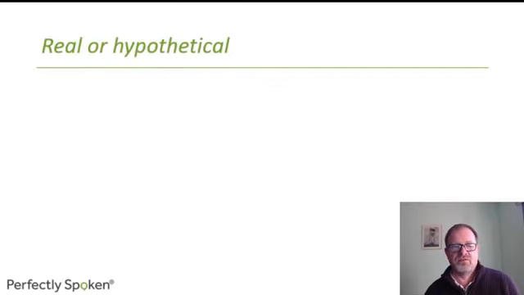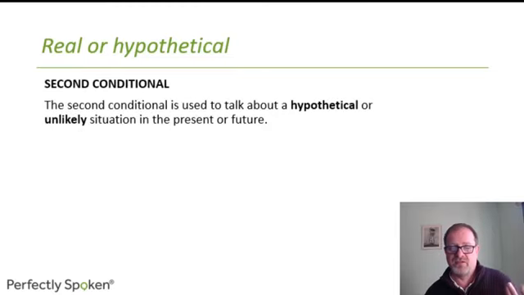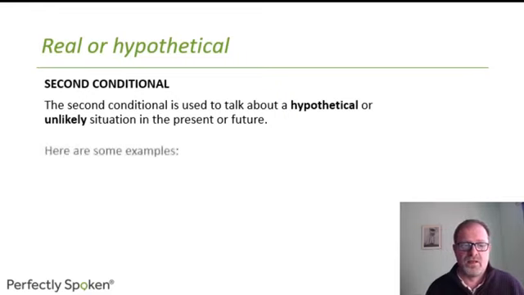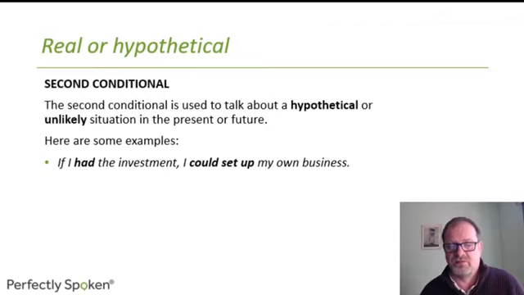Okay, so the first conditional talks about things that are likely to happen or probable. The second conditional talks about hypothetical things, or things which are not likely to happen, or indeed things that are impossible. Here are some examples. If I had the investment, if I received money from investors, I could set up my own business. It was if plus past, could plus infinitive.